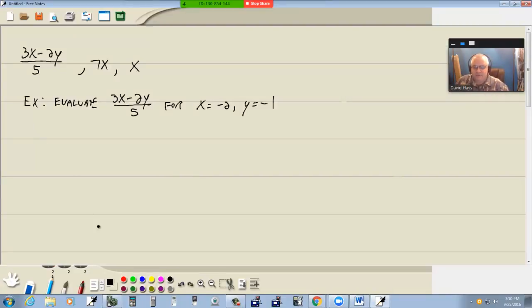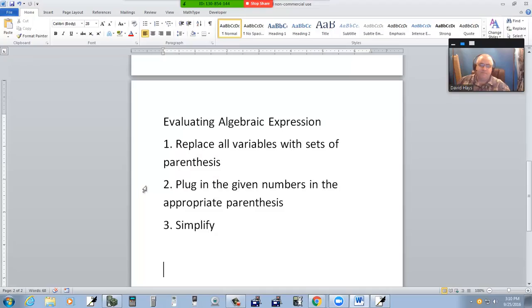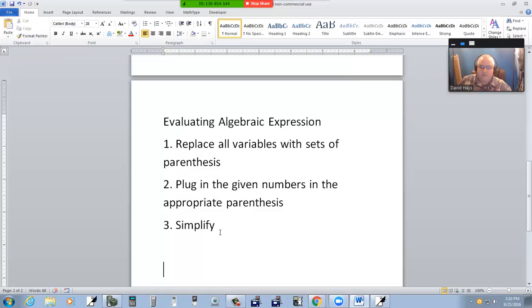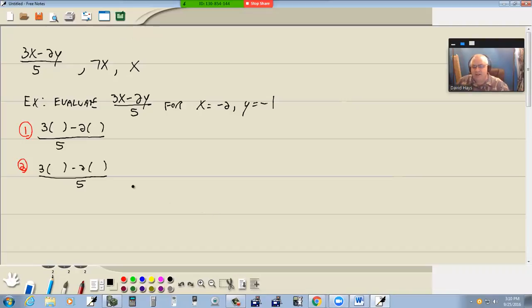Okay, so let's look at this one. Step 1, replace all variables with sets of parentheses. So I'm going to go to my 3x minus 2y over 5, and everywhere I have an x, I'll put parentheses. Everywhere I have a y, I'll put parentheses. Step 2, plug in the given numbers in appropriate parentheses. So where our x was, we're going to put a -2, and where our y was, we'll put a -1.